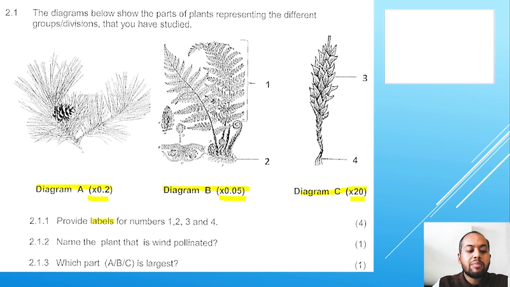2.1.1 says provide labels for numbers 1, 2, 3 and 4. There are 4 marks, 1 mark per correct label because there are 4 different labels. So firstly we go to number 1.